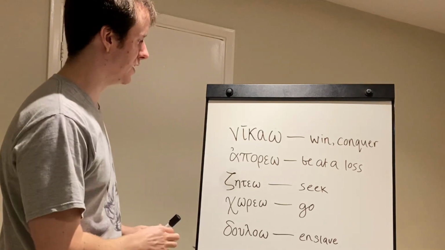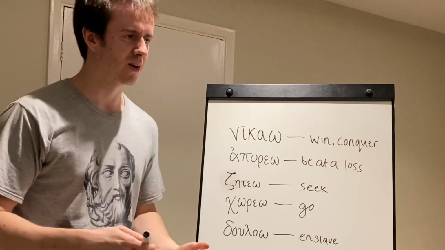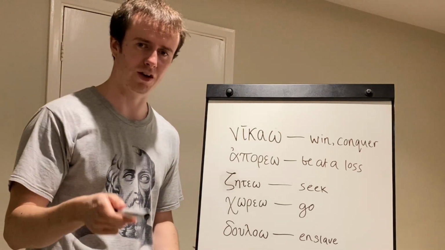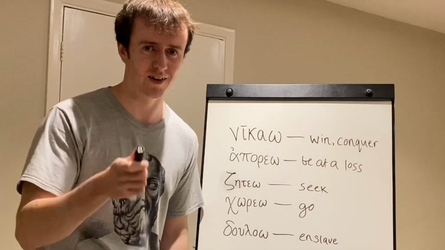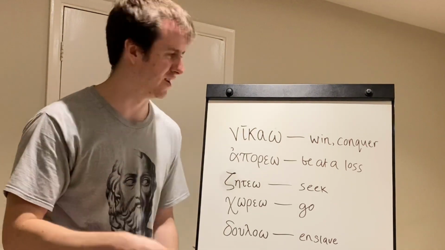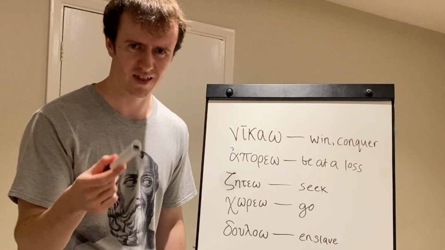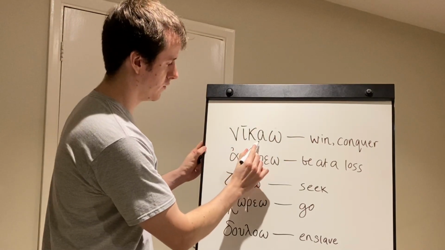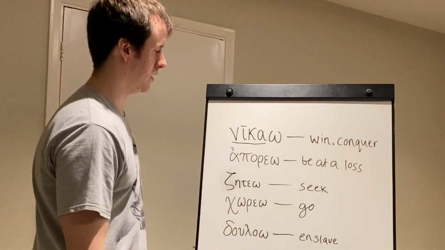The first one, nikaō, means to win or to conquer. There's a noun, nikē, which means victory, and it's where we get the word Nike from, or Nike, depending on however you want to say it. I know there's a dispute about that, which I think the brand has publicly addressed, but I'm not sure which way they decided on it. I'll have to check. And this is an alpha contract verb because you can see the stem, nika, ends in alpha.